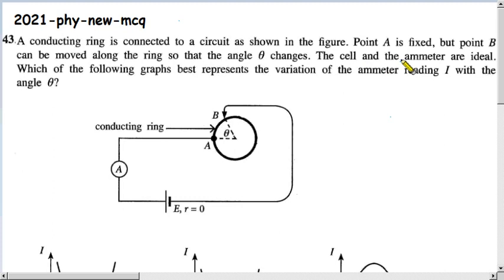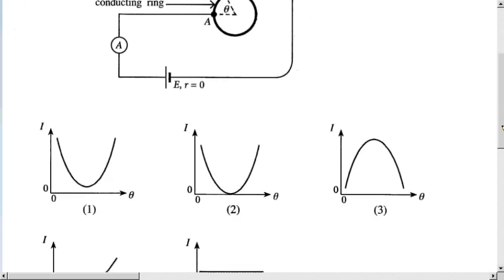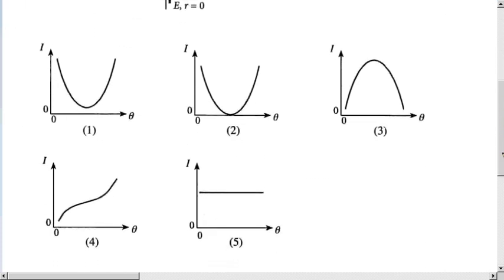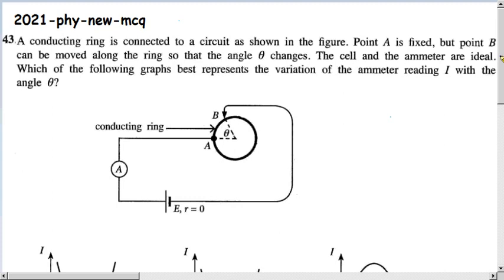The cell and the ammeter are ideal. That means internal resistance is 0 here, so this one has no resistance. That is the idea. Which of the following graphs best represents the variation of the ammeter reading I with the angle theta? So there are 5 graphs they have given. So let us try to answer this question.